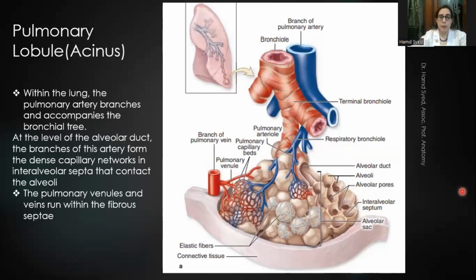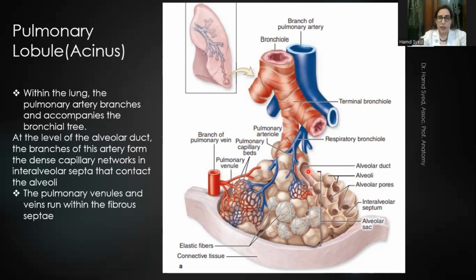So here is a diagram which is showing us the pulmonary acinus or lobule. Within the lung, you can see here is the bronchiole, which has then further branched into a terminal bronchiole. And from the terminal bronchiole arises the respiratory bronchiole, and then the alveolar duct and the alveolar sac and the alveoli. You can see over here that this is the pulmonary artery, and this is the branch of the pulmonary artery which then accompanies the bronchial tree. And as the bronchioles branch further, the pulmonary artery also branches and accompanies this bronchiolar pattern.